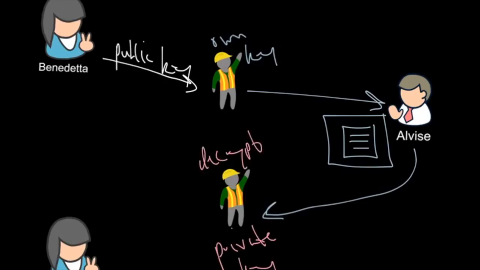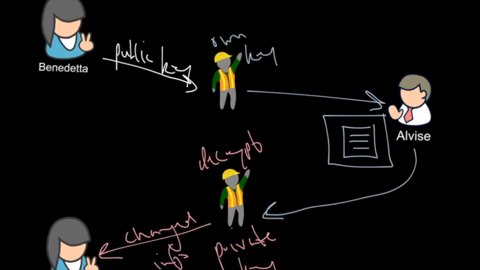You can read what the message says. Here's an example. Benedetta is going to pay Alvise some money through PayPal. Alvise sends his PayPal account email address. The man-in-the-middle attack decrypts this, works out that it has something to do with PayPal, changes it for his own PayPal account, and then sends the changed information back to Benedetta.